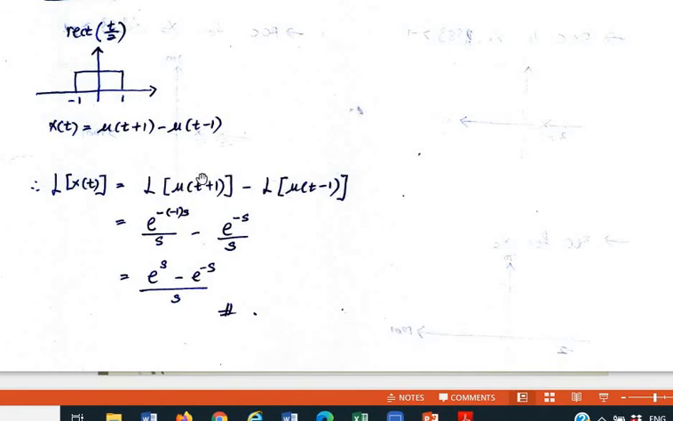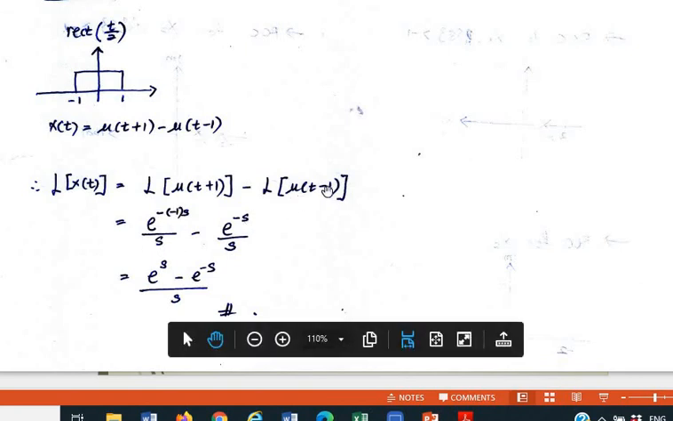For u(t + 1), as in the previous example, t0 is -1, so exponent s, divided by s. Similarly, for this one, t0 is 1, so exponent minus s over s. So your answer is exponent s minus exponent minus s, over s.